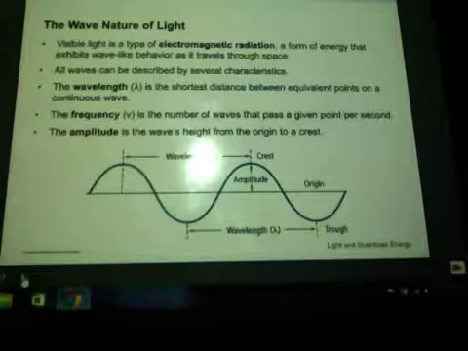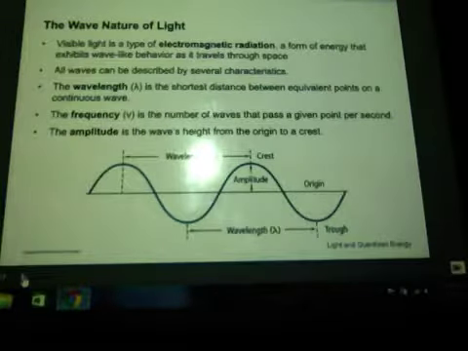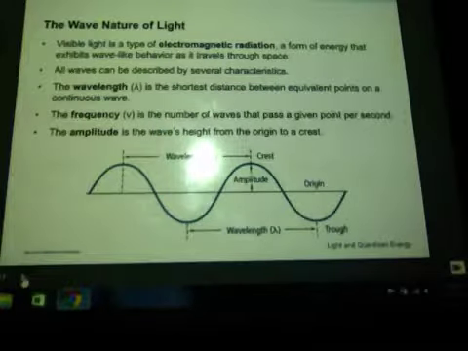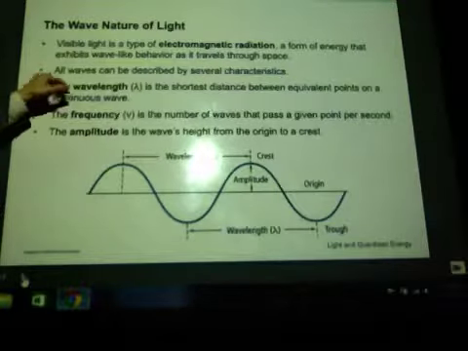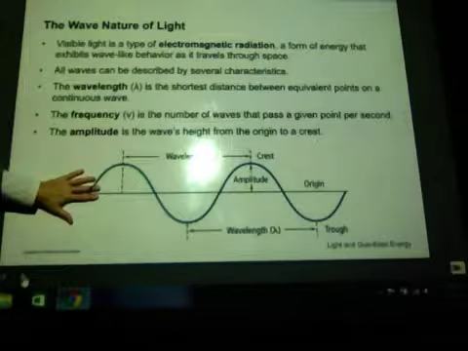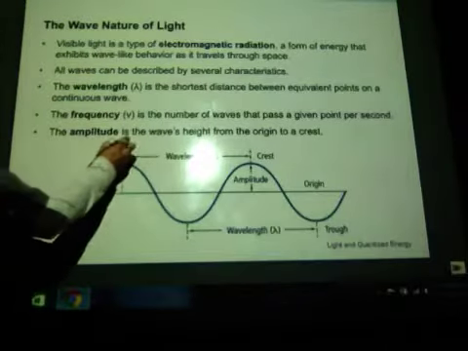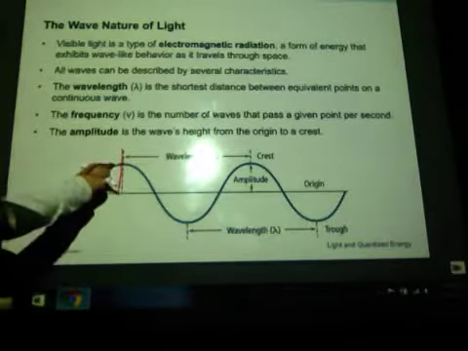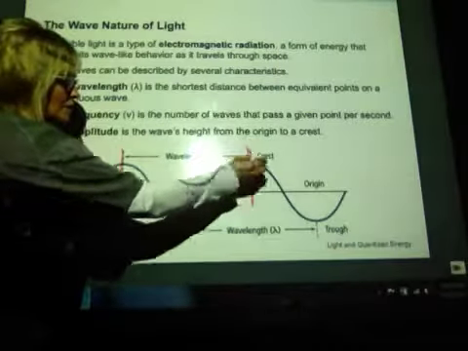So your cell phone towers pick up electromagnetic radiation. Your TV towers do too. What else? Anything that travels as a wave is going to travel through space. All waves can be described using similar characteristics. So wavelength, this is one that I think you should know. Wavelength is basically the distance from crest to crest.